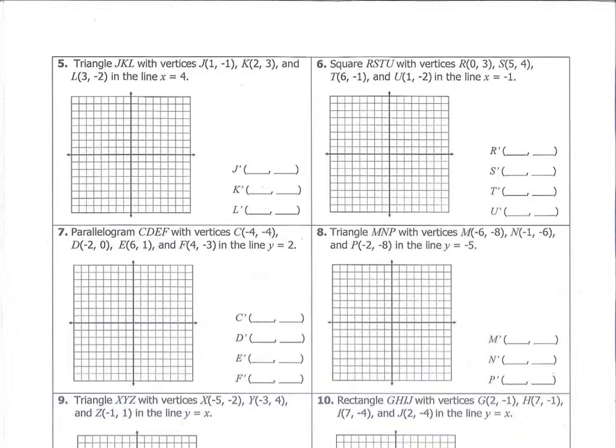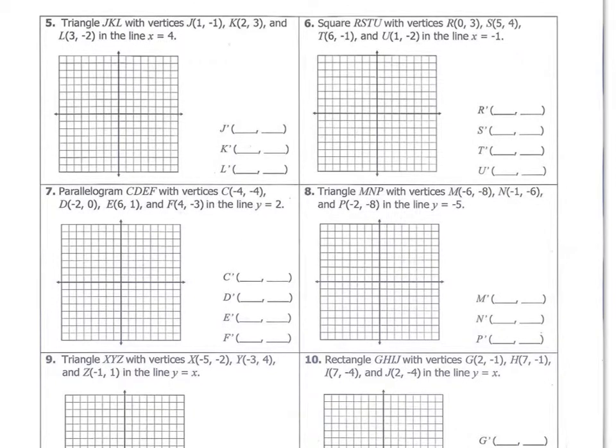So flip to the other page. This time we're going to look at reflecting over things other than the x or the y-axis. So in number 5, we're going to reflect over the line x equals 4. How do we plot vertical and horizontal lines? How am I going to plot this line? These are the easiest lines in the world to plot. You see how it says x equals 4?